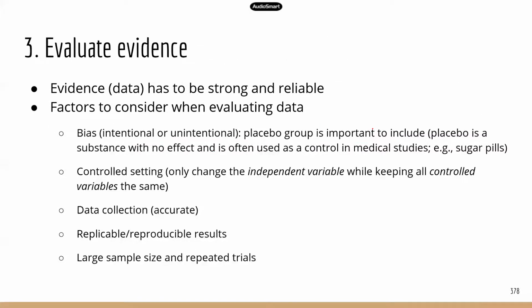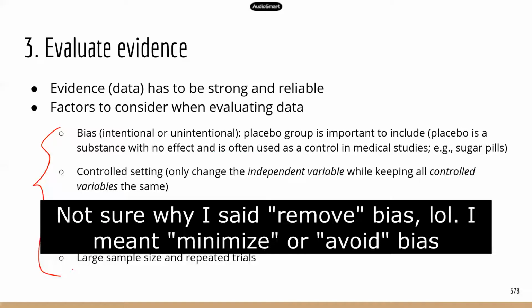Next is about evaluating the evidence. So when you see a study, if it's a good study, then the evidence, which is basically the data, will be very strong and reliable. These are the factors you can consider. Now, first of all, the bias is properly accounted for. So if there's any bias you think may occur during the study, then the data are not reliable, right? So you need to do all you can to remove any bias from the experiment.